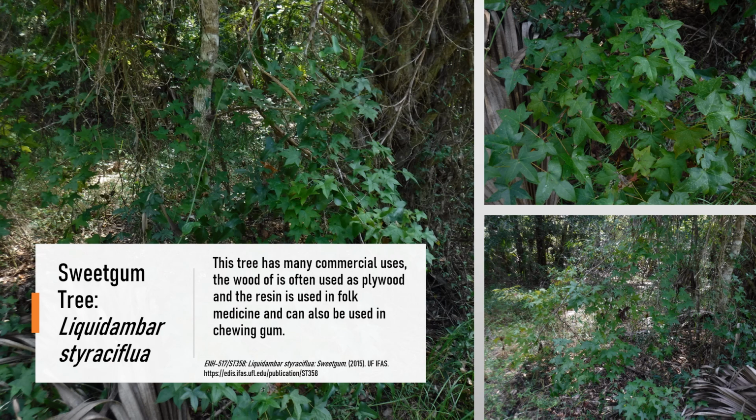My next plant species is the sweet gum tree, or Liquidambar styraciflua. This tree has many commercial uses. The wood of this tree is often used as plywood, and the resin has been used in folk medicine and can also be found to be used in chewing gum.